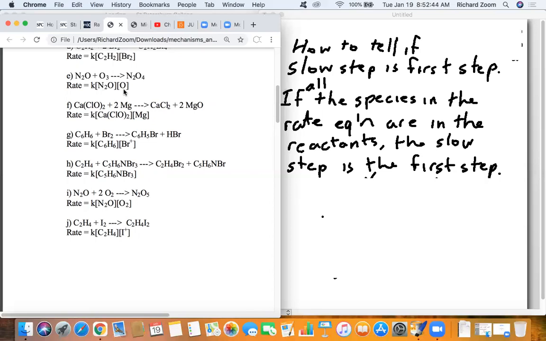Well, what's the implication here? Well, the O must have come from somewhere. It isn't a reactant, so it must have been made. Where was it made from? Well, it was probably made from the O3. Any questions?